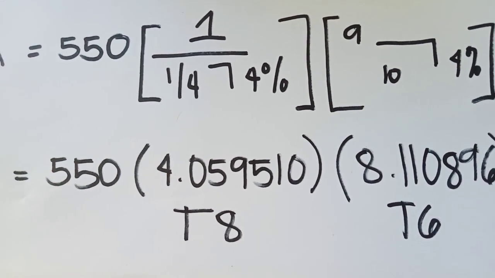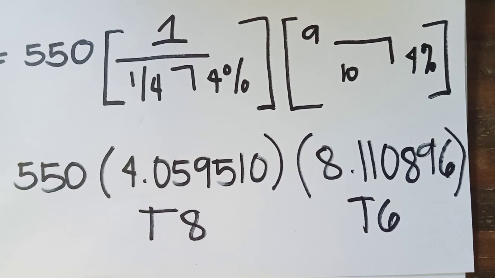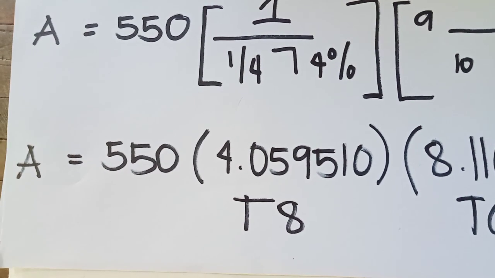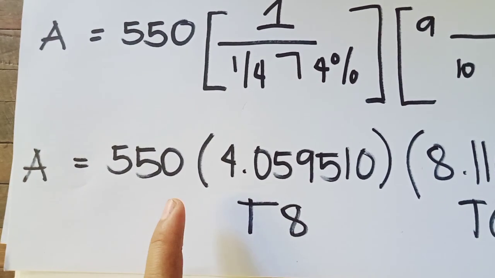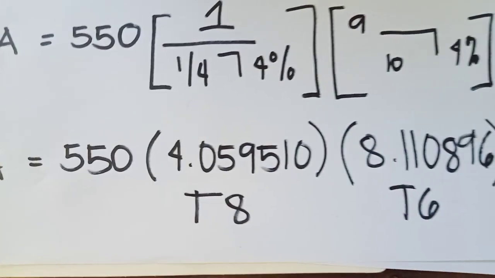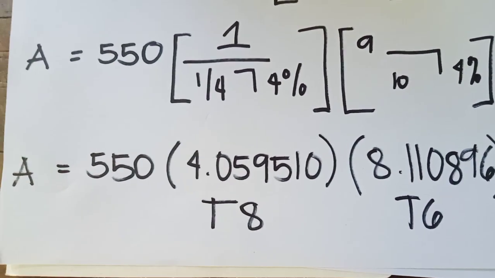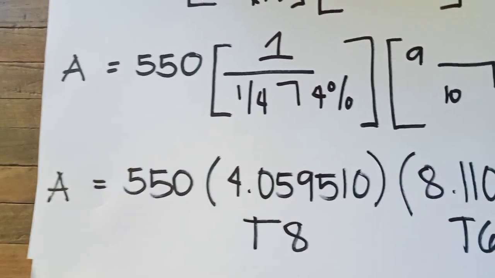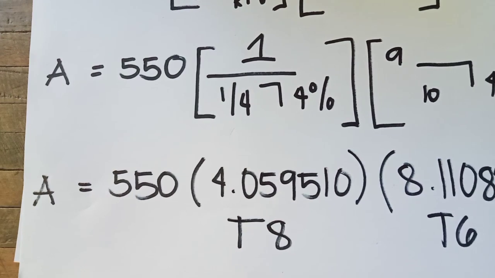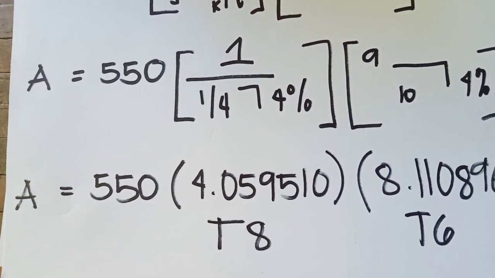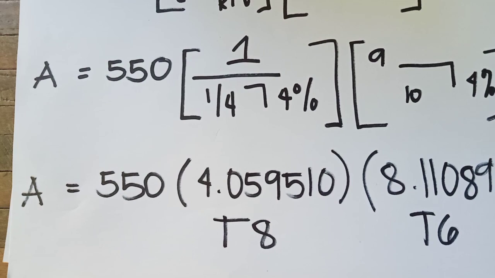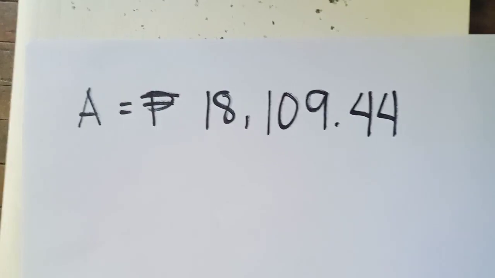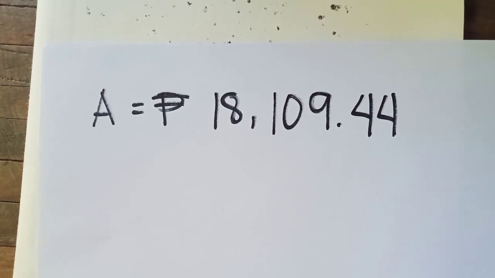So you copy the 4.059510 and the 8.110896. So you will multiply these three. 550 multiplied by 4.059510 and 8.110896. So the total is 18,109.44.